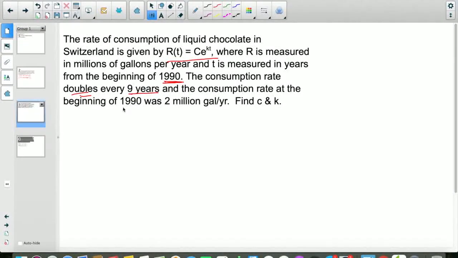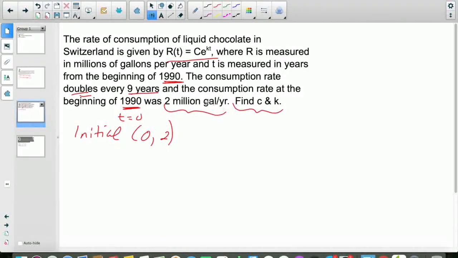So the beginning is 1990, that's your time 0, t equals 0. They've really given us an ordered pair here. When time is 0, the amount of consumption is 2 million gallons per year. So our initial amount is (0, 2). At time 0, when the problem starts, we're consuming 2 million gallons per year. They tell us that this amount doubles every 9 years, and they're asking us to find C and k.